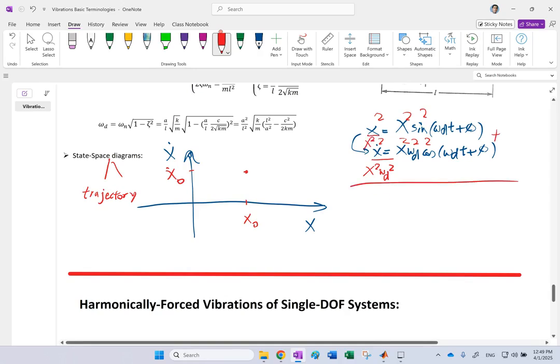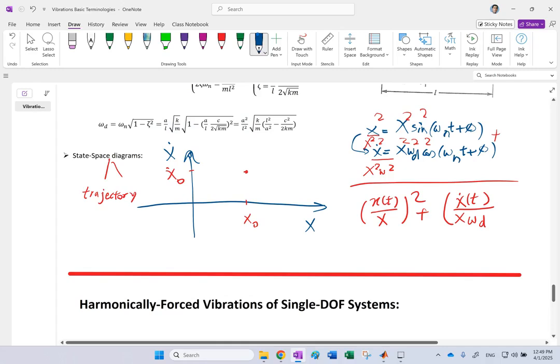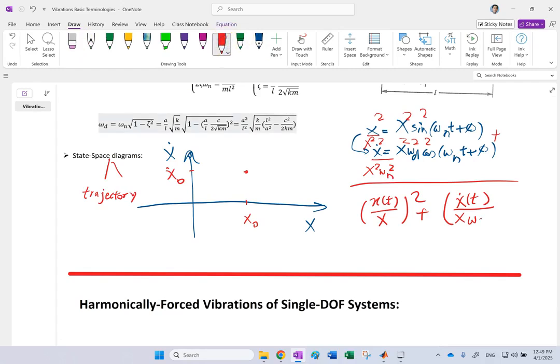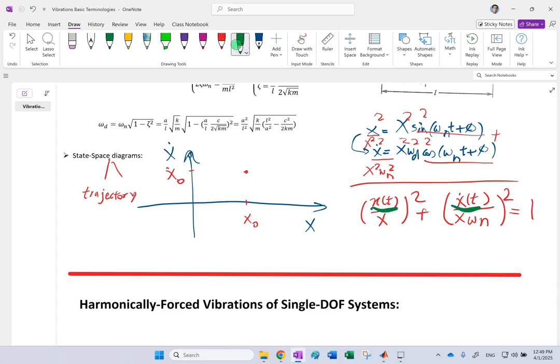What would you get? You get the small x of t over capital X, the whole thing squared, plus the x dot of t over capital X omega d, or omega n in this case, really, because there is no damping, so I have to replace that by omega n. This is equal to sine squared plus cosine squared, which is 1.